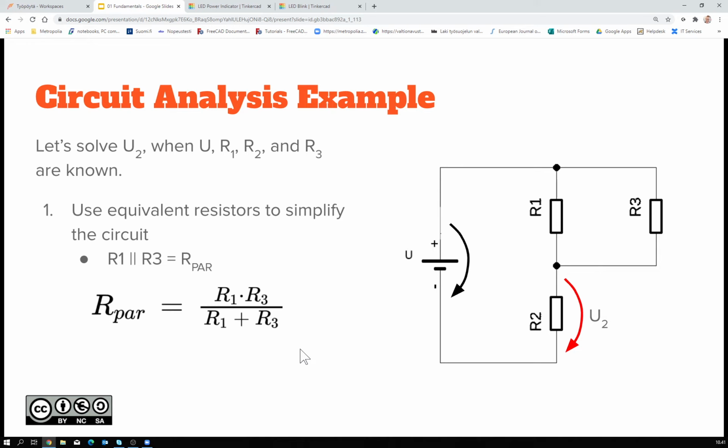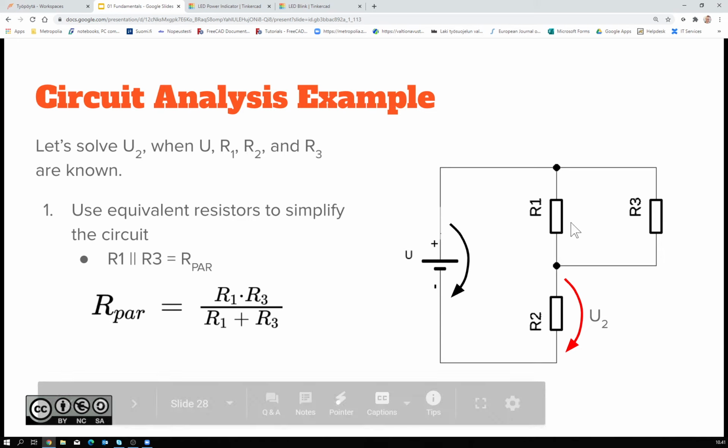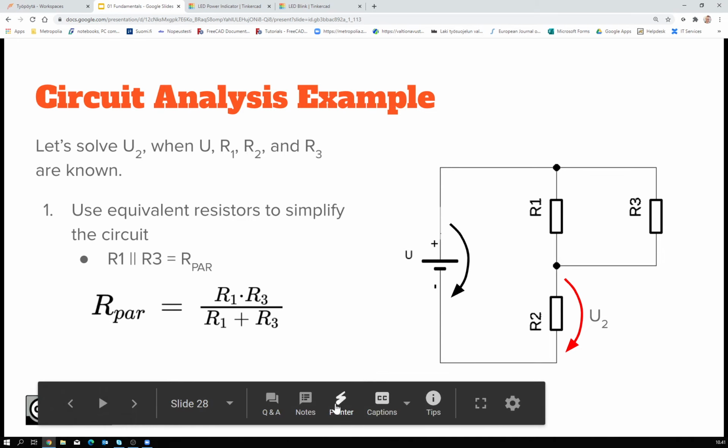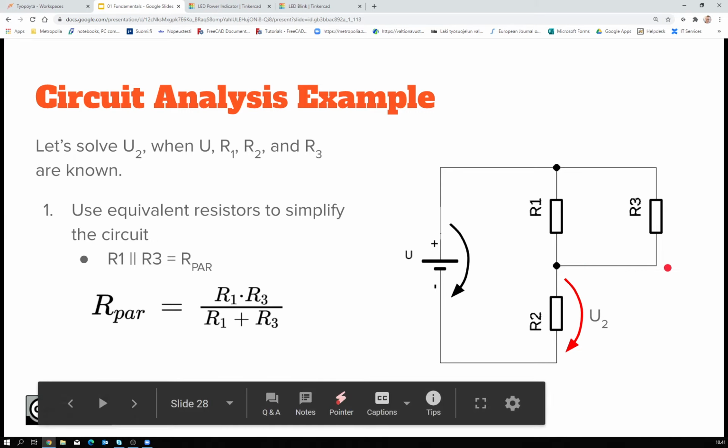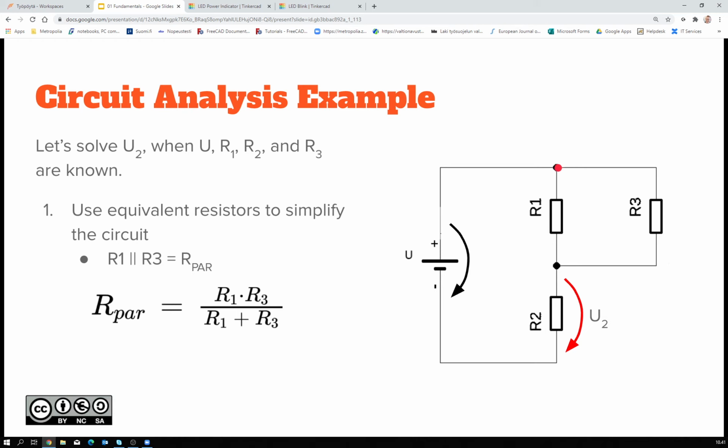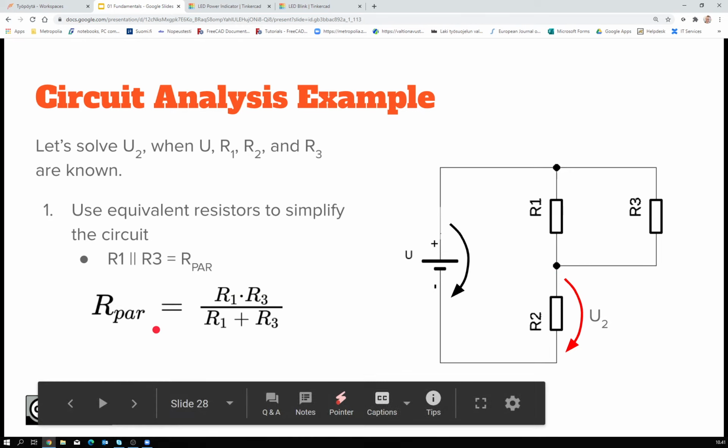Okay, so using the equivalent resistors, we can simplify this circuit. Here we have parallel resistors, R1 and R3. They are connected between these points the same way. So the parallel resistance there, R par, is R1 times R3 divided by R1 plus R3.